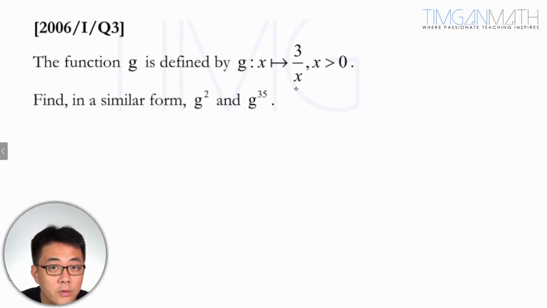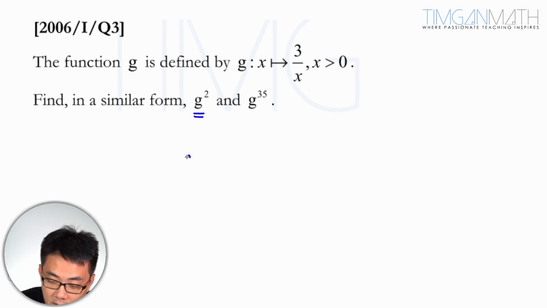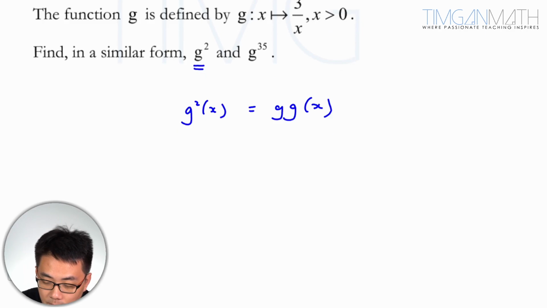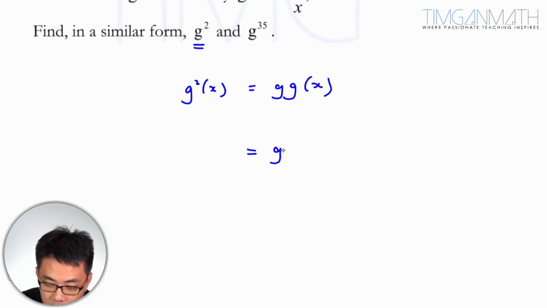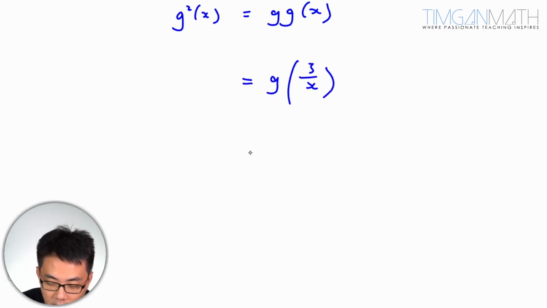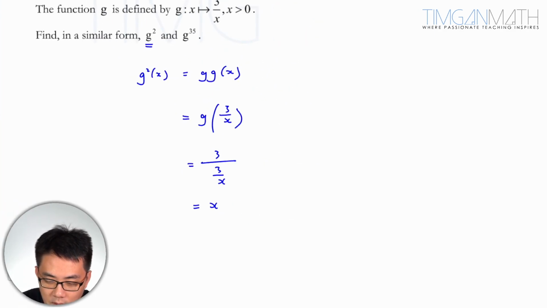g(x) is defined by 3 over x. Then after that, you are told to find g squared x in similar form. g squared x just means g of g of x. So basically this will just be g of 3 over x. Then you just do it again: this is 3 over x, and you get back x.